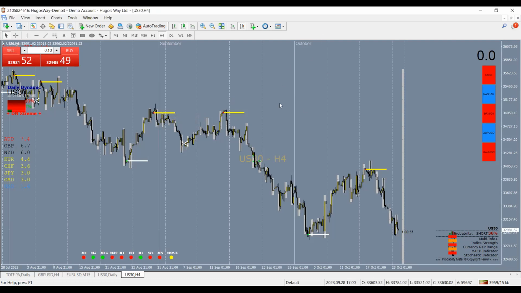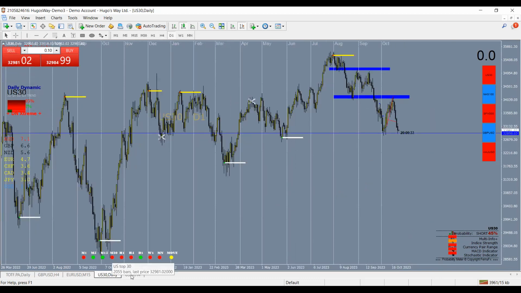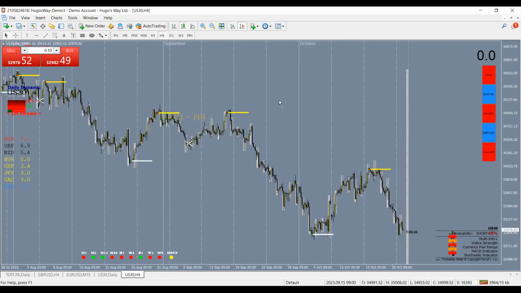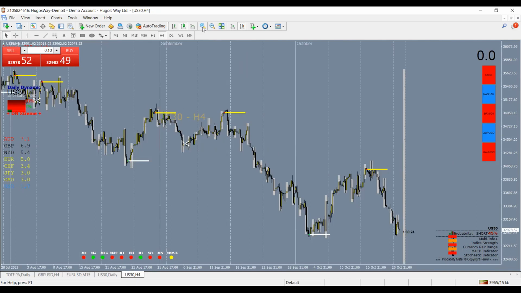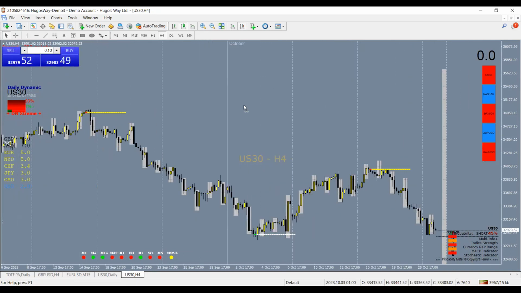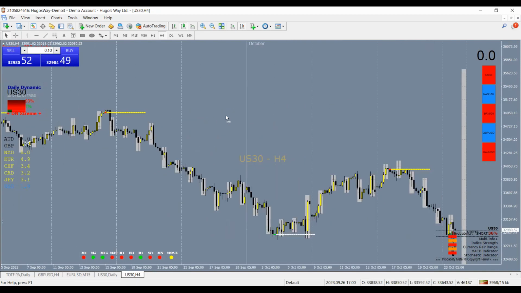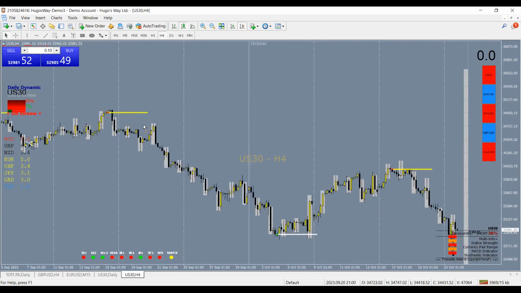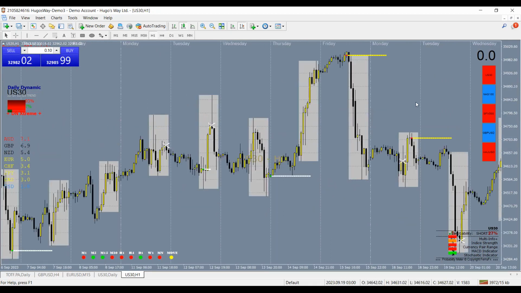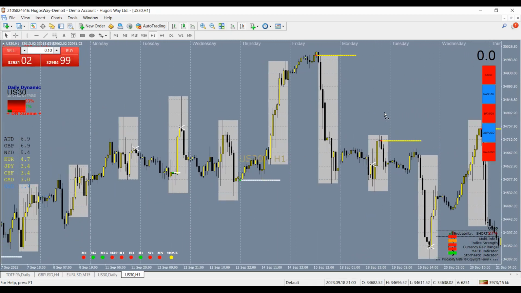On US 30, on October the 17th, on the 4 hour chart, there's a pretty long wick. Even though it was six or seven days ago, would that still be considered a liquidity block or a reason to go back after liquidity? I have to find what you're talking about.